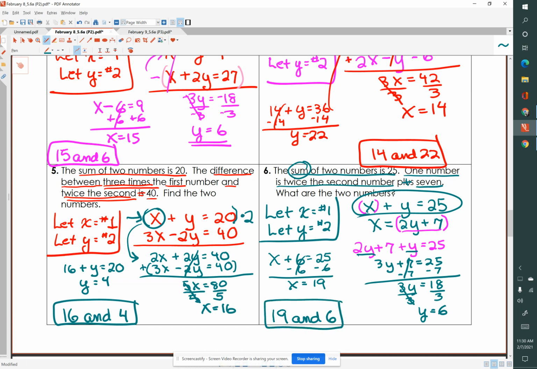Now, how are you going to check all these problems? Well, you're just going to test the numbers against the information. The sum of two numbers is 25. Are 19 and 6 25? Yes. So that checks. One number, so let's say 19, is twice the second number plus 7. So 19 minus 7 is 12. Is 12 2 times 6? Yep. So you just check the two numbers against the problem. If they solve the problem, then that means your solution is correct.